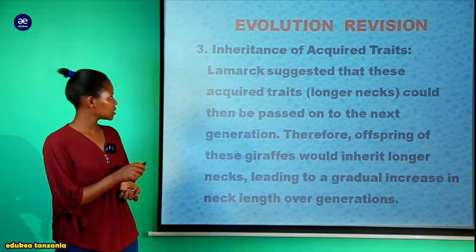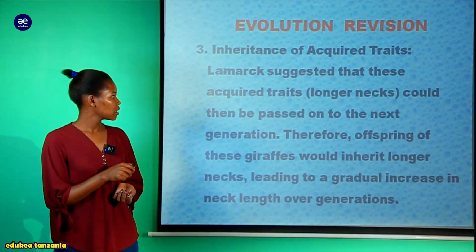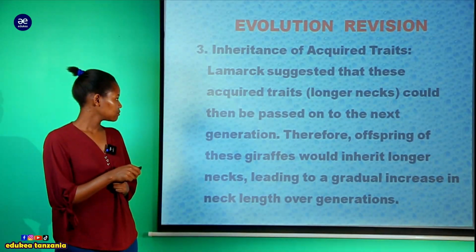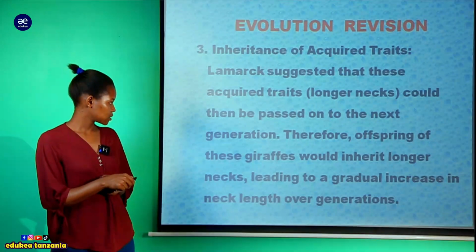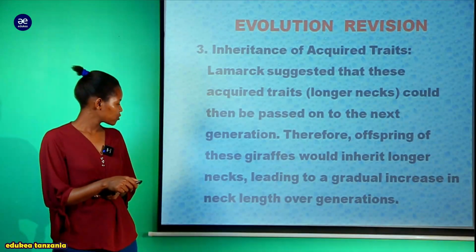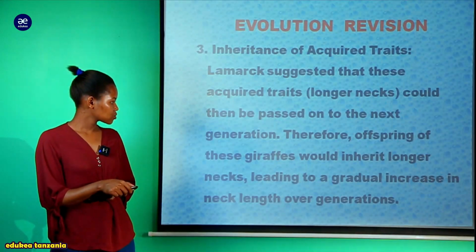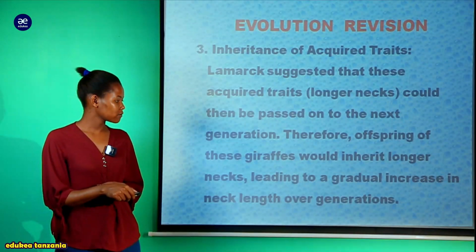Also, the third one is inheritance of acquired traits. Lamarck suggested that these acquired traits could then be passed on to the next generation. Therefore, offspring of these giraffes would inherit longer necks, leading to a gradual increase in neck length over generations.